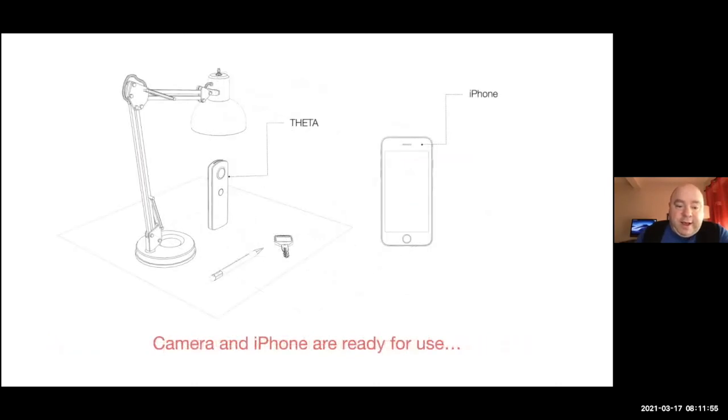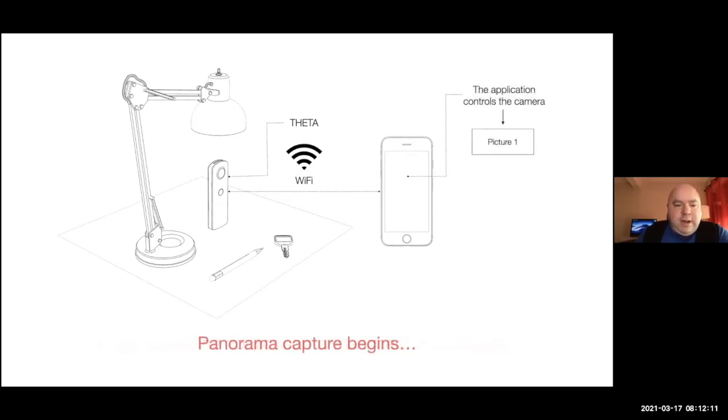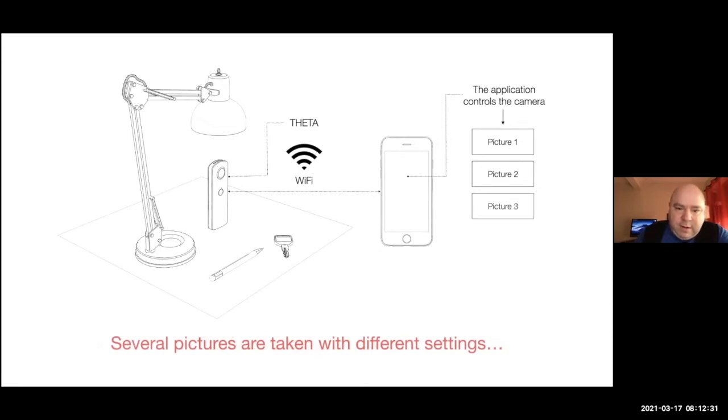Camera and iPhone are ready for use, and a Wi-Fi connection is established between these devices. The application is launched, and panorama capture begins. The application controls the camera and takes many pictures with different settings. As you can see on the right, the first picture was taken, the second one with different settings, another one, and of course, it depends on the settings that you are using for the capture.